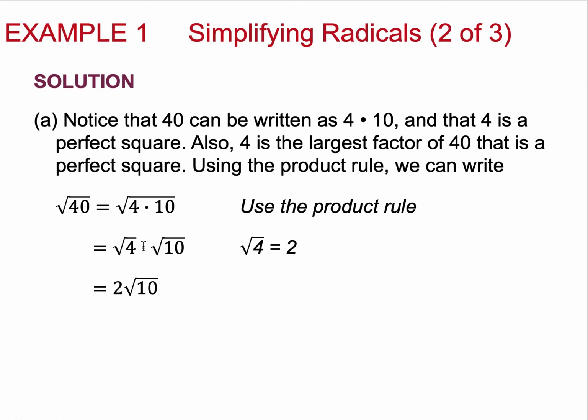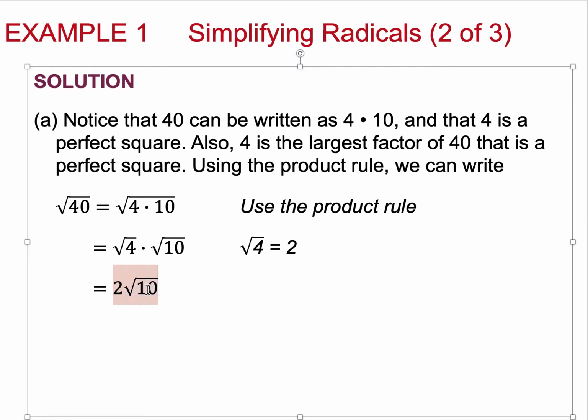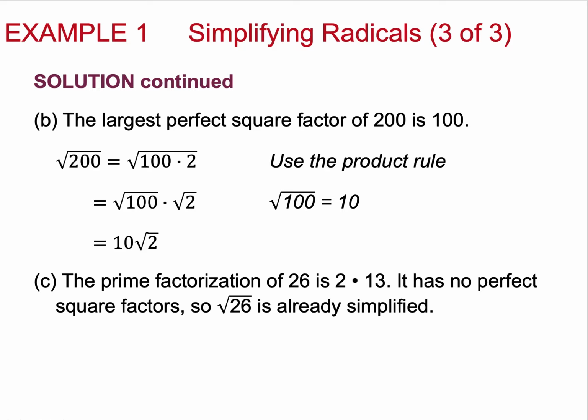And so the square root of 4 is 2, so this becomes 2 square root of 10. I can't break square root of 10 down into any perfect squares, so that's as far as I can take it. So that's how I know I'm done with that section of the problem.